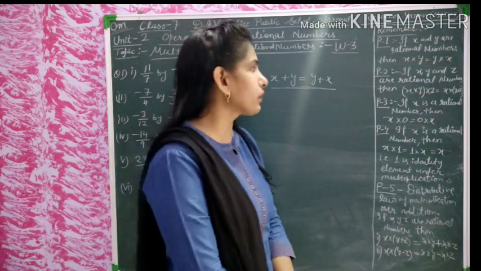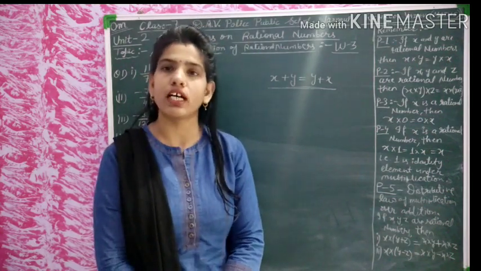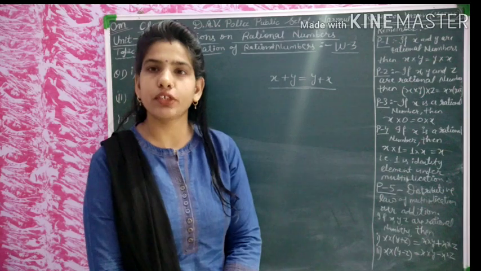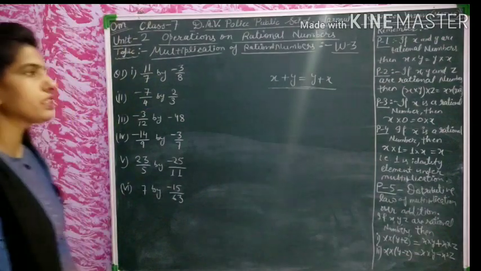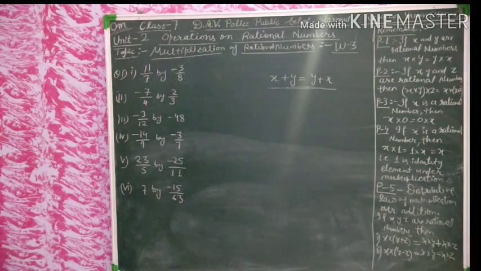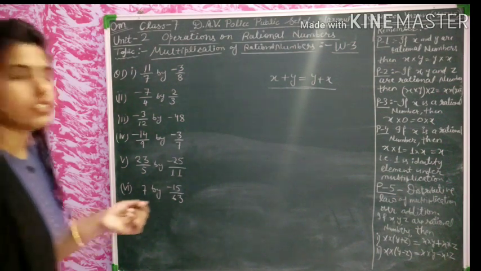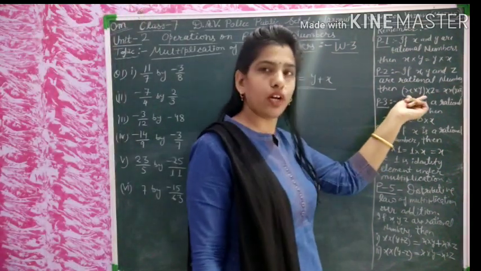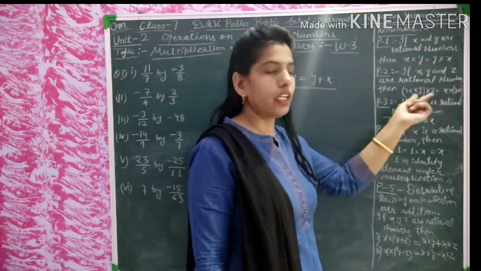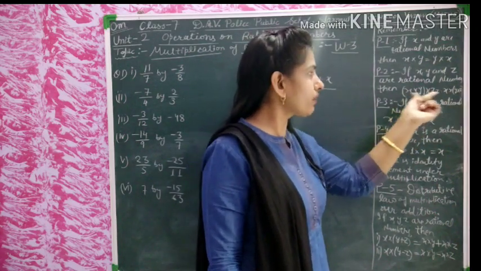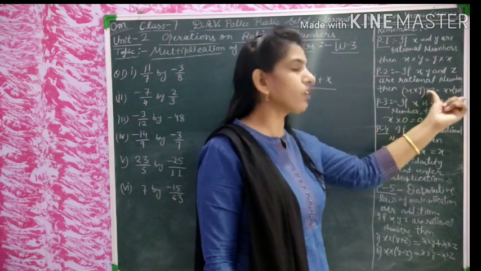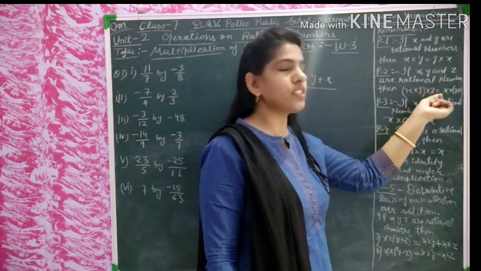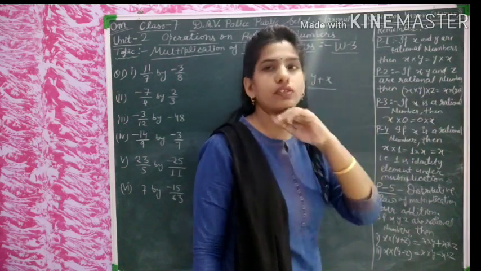Here is property number 2. In property 2, there is the associative property. And in the associative property, there are three rational numbers given here, that is x, y and z. And in this property, you are seeing that x into y into z, the grouping is different. Grouping is changed here. After changing the order of the grouping, it always remains the same. This product is also the same.